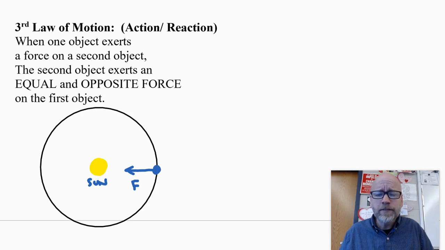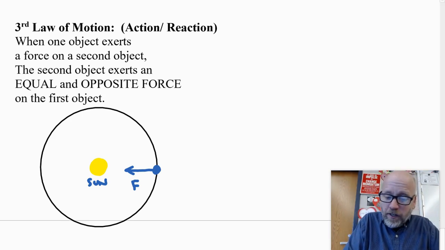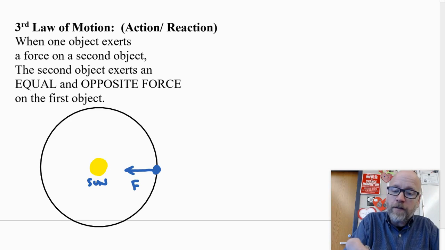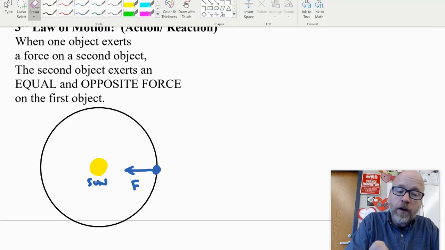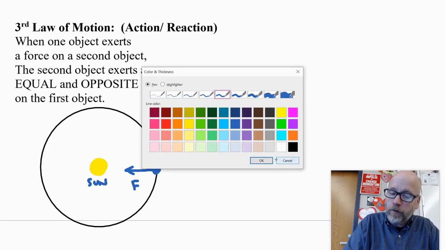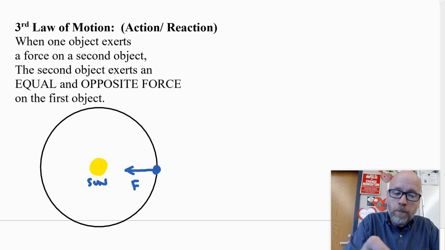Wait a minute, huh? Let's try that again, but instead of when one object, let's use the words Earth and Sun. When the Earth exerts a force on the Sun, the Sun exerts an equal and opposite force on the Earth. The force of gravity is not just on the Earth, but there is also a force of gravity on the Sun, and those two values are equal.